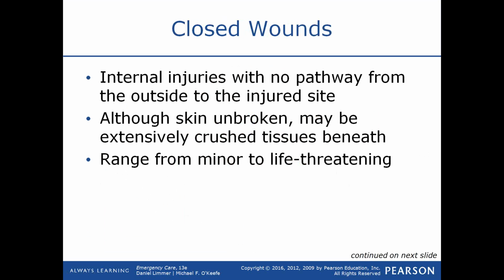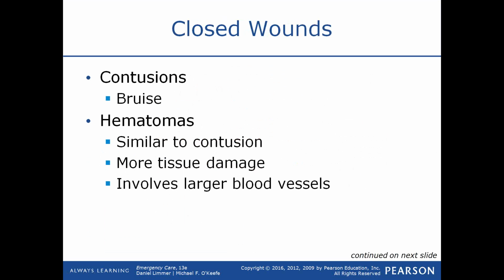Closed wounds are internal injuries with no pathway from the outside to the injured site. Now, although the skin may be unbroken, there may be extensively crushed tissue underneath. And closed wounds can be minor, like a bruise, to life-threatening, like severe abdominal trauma. Or in the case of soft tissue, you could have a crush injury to the leg causing a rupture of the femoral artery.